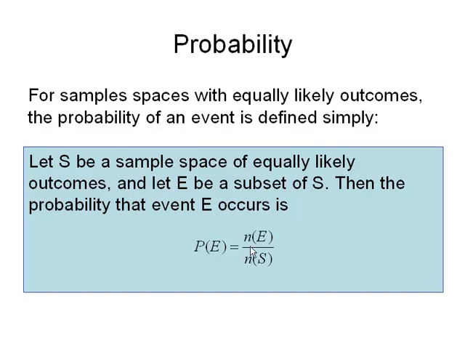Let S be a sample space of equally likely outcomes, and let E be a subset of S. Then the probability that event E occurs, denoted by P of E, is the ratio, or division, of the number of things in E divided by the number of things in the sample space. So what we're basically doing is counting how many outcomes there are in E and taking that as a portion of the total number of things in the sample space.